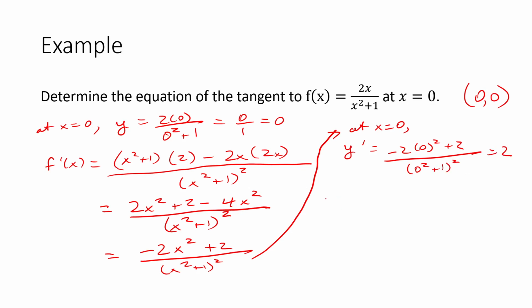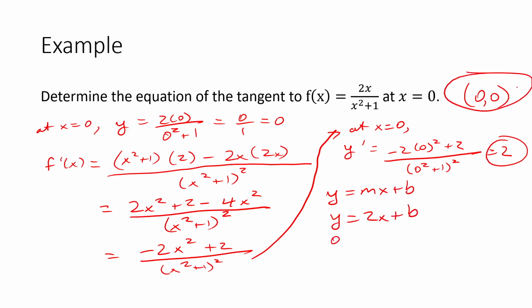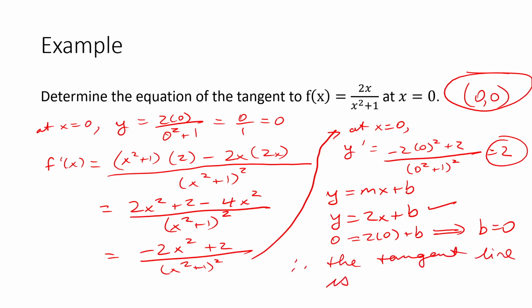So what we have is the equation of the line will be y equals mx plus b. Since the slope is 2, we can say it's y equals 2x plus b. We'll temporarily sub in an x value and y value of 0, since that's a point on the line. So 0 equals 2 times 0 plus b, which implies that b equals 0. And so y equals 2x plus b just becomes y equals 2x plus 0. And we can say, therefore, the tangent line is the line y equals 2x.